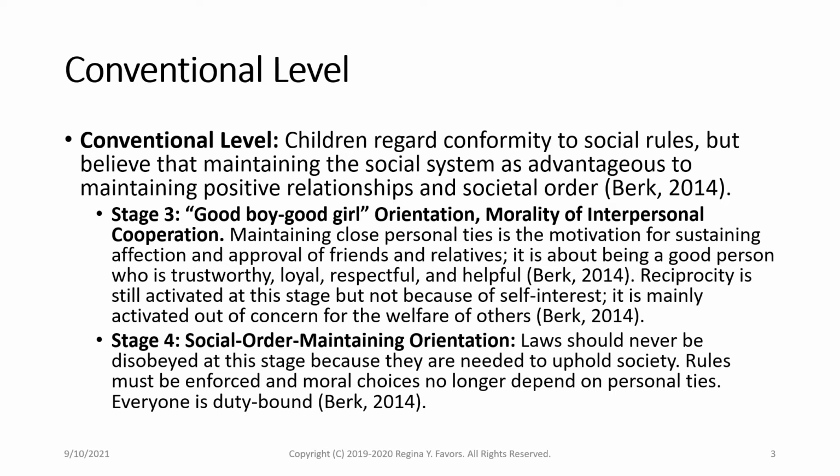So stage 3, good boy, good girl orientation, morality of interpersonal cooperation. Maintaining close personal ties is the motivation for sustaining affection and approval of friends and relatives. It is about being a good person who is trustworthy, loyal, respectful, and helpful. Reciprocity is still activated at this stage, but not because of self-interest. It is mainly activated out of a concern for the welfare of others.